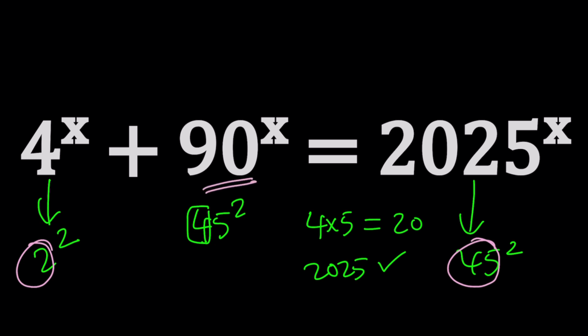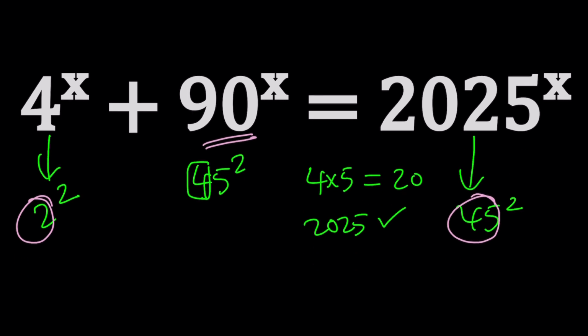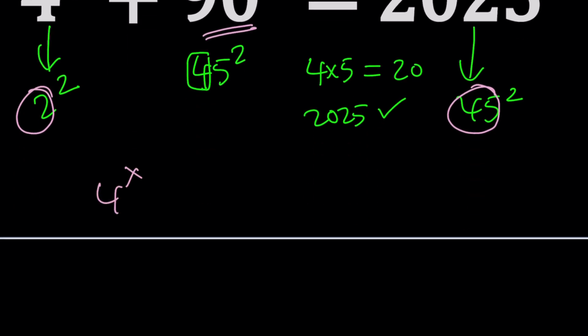So start with two perfect squares, raise them to the power x, write them as perfect squares, and take the bases, multiply them together, and you'll get the third number, and you can pretty much place it anywhere. I mean, this problem could have been a little different, like 4 to the power x plus 2025 to the power x equals 90 to the power x. And there are different variations, but do they all have real solutions?